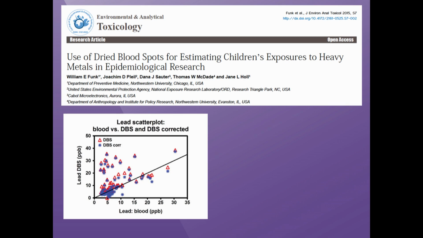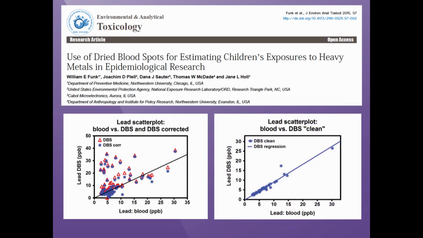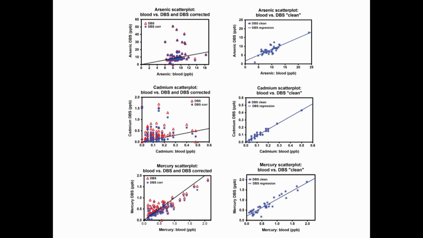What we found is you need to go in and remove contamination from the filter paper if you want to get a better, more precise measurement of some of these metals that have issues with contamination in the filter paper. So we did this. It worked really well for lead. This has worked well with arsenic, cadmium, and mercury, and we're also expanding our elemental panel right now for other metals that can be quantified in these dried blood spot samples using the pre-treated filter paper.